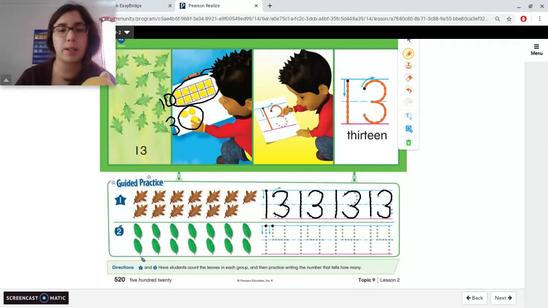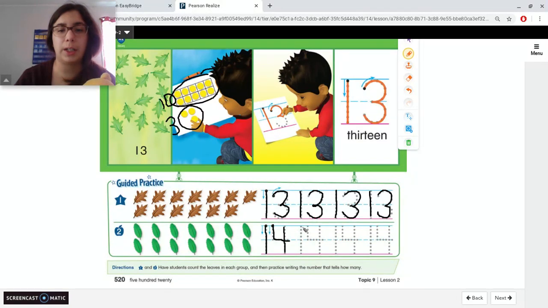We're going to count the objects and then write the number that tells us how many there are. So we're going to count the leaves that we see. Ready, go. 1, 2, 3, 4, 5, 6, 7, 8, 9, 10, 11, 12, 13, 14. There are 14 leaves, we know, because we counted. We're going to write the number 14, just like we did earlier when we counted the leaves and used counters. A 1 and a 4.